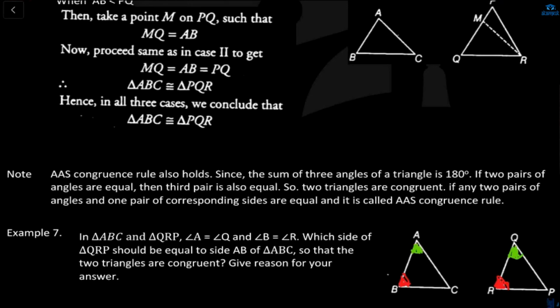Which side of triangle QRP should be equal to AB? अब AB के equal कौन सी side होनी चाहिए QRP में? Tell me quick, which side will be equal? If you need to prove that the two triangles are congruent, what was the ASA criterion? According to ASA, the side should lie between the two angles. Here the side is already given, AB. So AB के साथ कौन सी side आएगी QRP की? Ma'am, QR. Yes, QR आएगी. Okay, understood?